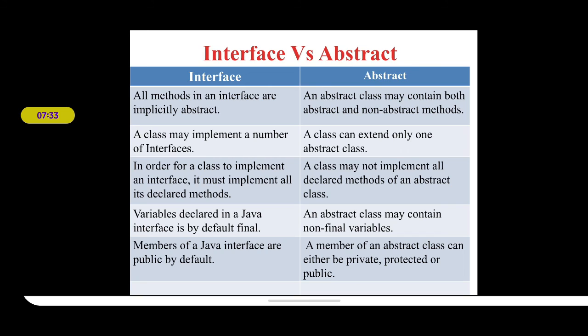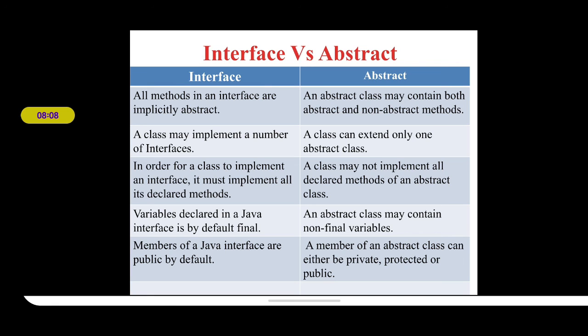Now let's look at the difference between an interface and an abstract class. All methods in an interface are implicitly abstract, while an abstract class may contain both abstract and non-abstract methods. A class may implement a number of interfaces, but a class can extend only one abstract class. In order for a class to implement an interface, it must implement all its declared methods, but a class may not implement all declared methods of an abstract class.